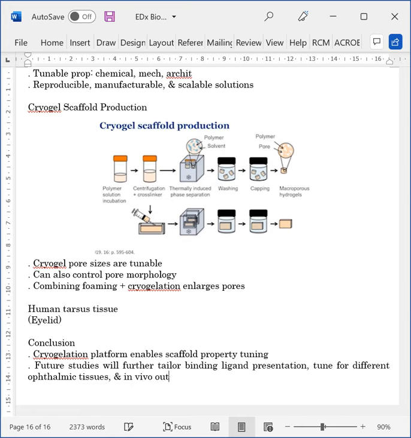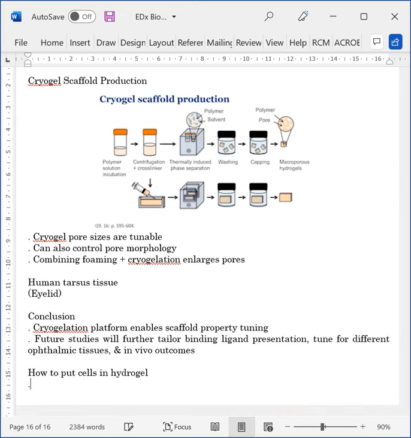But how do you put the cells into the hydrogel? Okay, so you suspend them in their cell culture media and cast them on top of electrospun scaffolds and foams. And for the hydrogels, you suspend them with the hydrogel and then physically or chemically cross-link it.